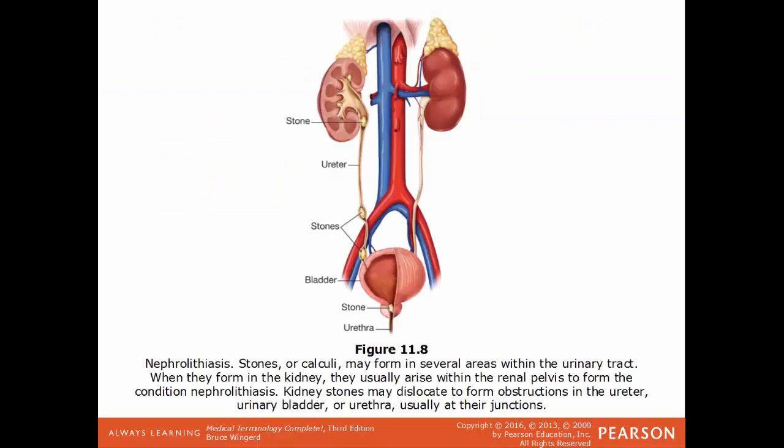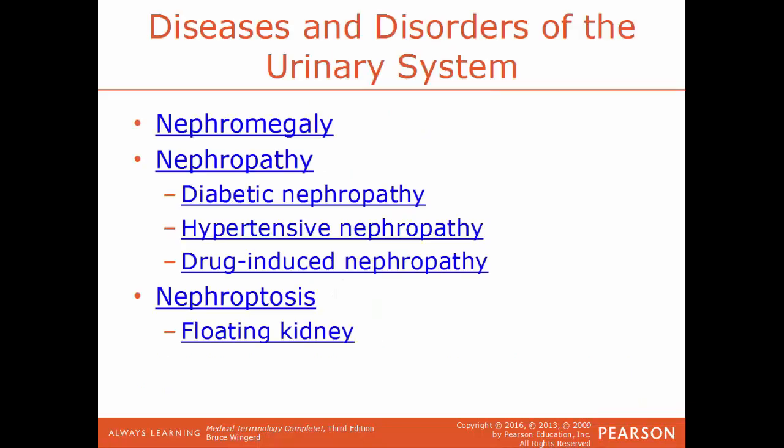Alright, this illustration, we have an example of nephrolithiasis and some common places that kidney stones will deposit themselves. They're commonly found here where the ureter meets the renal pelvis, right near the femoral artery here, right at the bladder, right inside the bladder. Nephromegaly is the abnormal enlargement of the kidneys. Nephropathy is a general term that applies to any kidney disease.